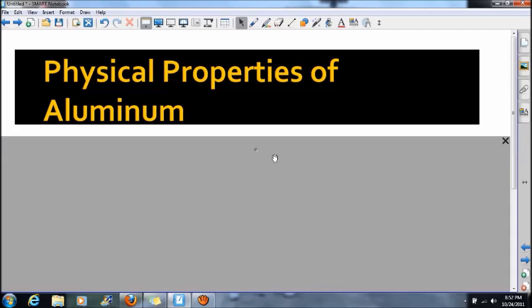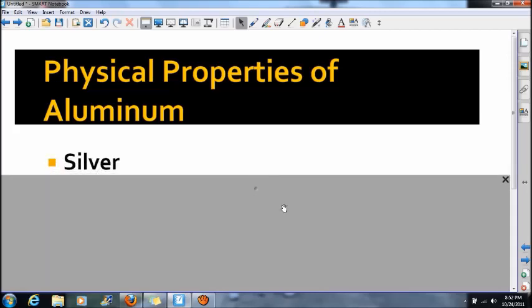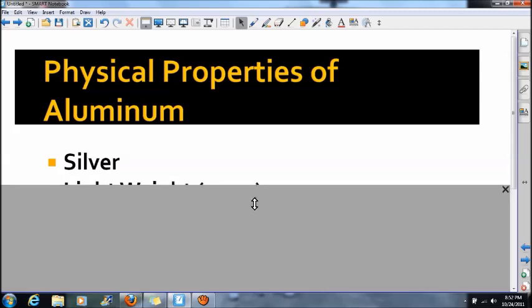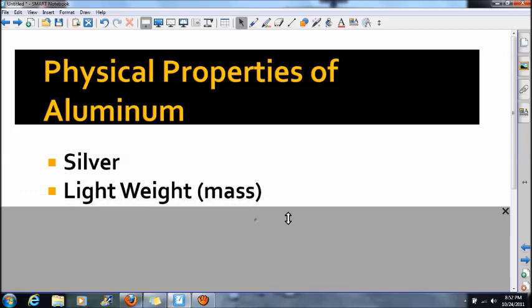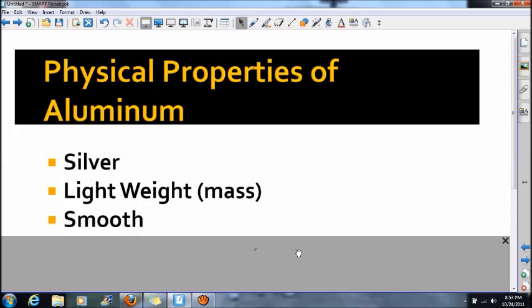We've already talked about physical properties, but it's always a good idea to keep in mind that all elements do have physical properties. So the first thing you probably noticed about aluminum is that its color is silver. You also might have noticed that the aluminum is very lightweight as far as its mass is concerned. It is not very heavy. Another physical property of aluminum is it's very smooth, so its texture to the touch.